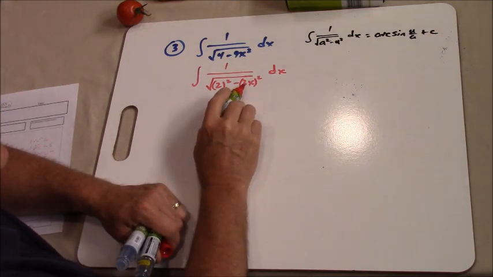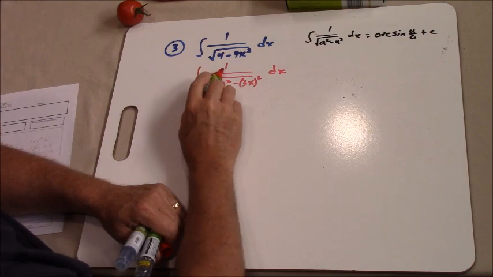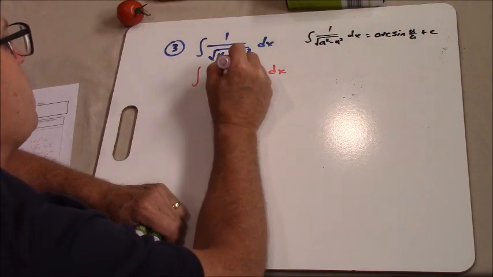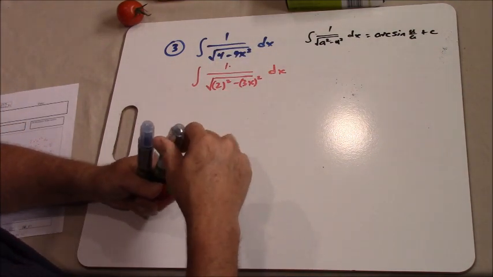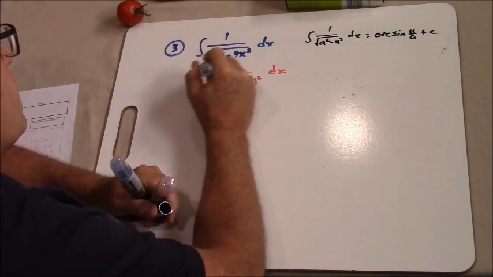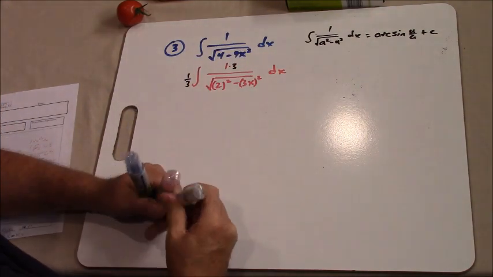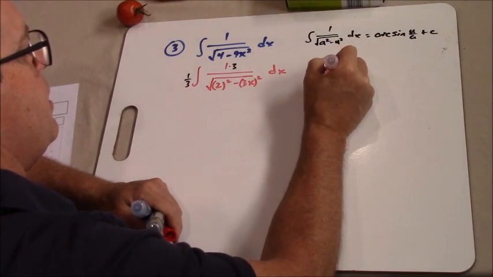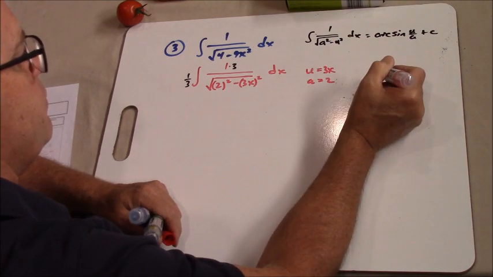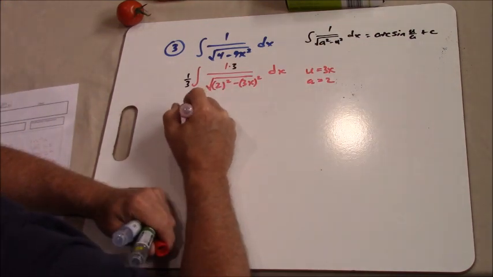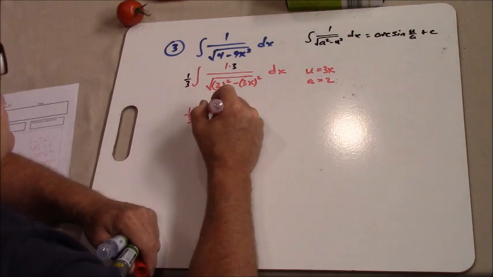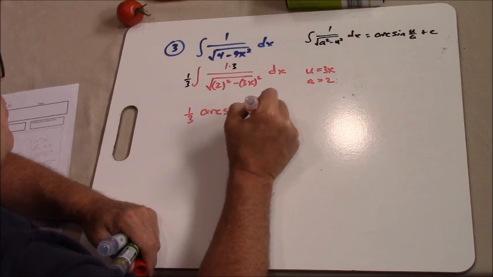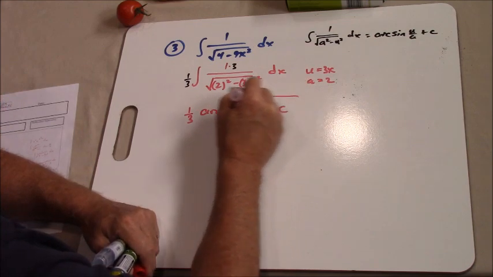What I have to remember is I need to see u prime up in the numerator, and I don't have that right now. The derivative of this would be 3, so I've got to multiply by 3 and put a 1/3 out in front. Then I'd look at that and say my u value is 3x, my a value is 2. My answer to this would be 1/3, that's the 1/3 out in front, arcsine of u over a, 3x over 2, plus c.